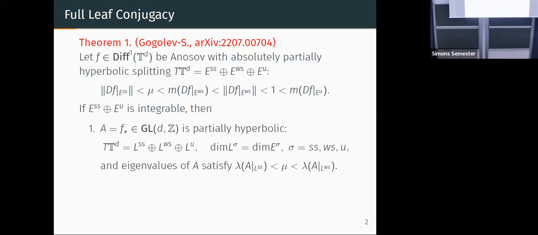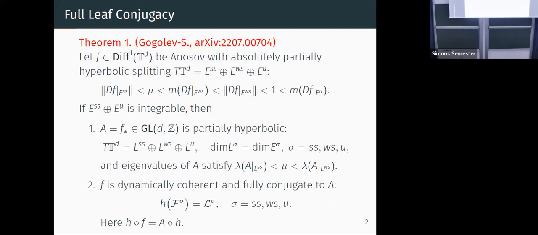The first thing I can tell you right now is the linear part is also partially hyperbolic. And this partially hyperbolic splitting will have the same dimensions as our F. So you will have a splitting like this, for the linear part of my F. And you can see here is our mu, which is the gap between the strong stable and the weak stable. So my linear part A also has the same splitting for partial hyperbolicity.